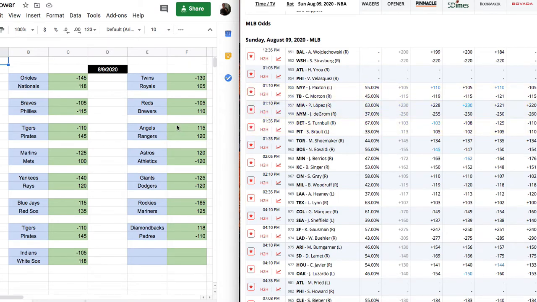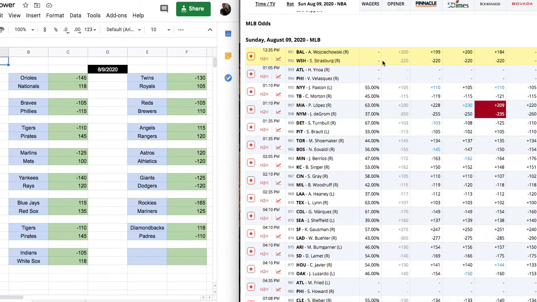So first thing we want to do is find value. So let's look here initially. Very first game, we have Baltimore and the Nationals. So Baltimore Orioles, our line minus 145. Actual line is plus 200. Nationals are at plus 118. And you can see here, Washington is the heavy favorite at minus 220 because obviously Strasburg is pitching.